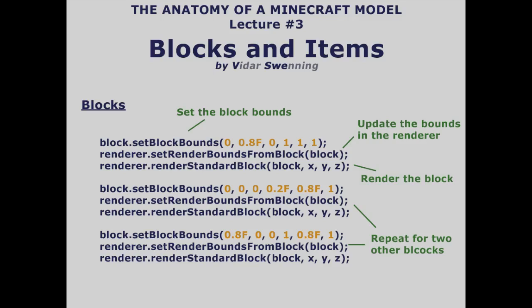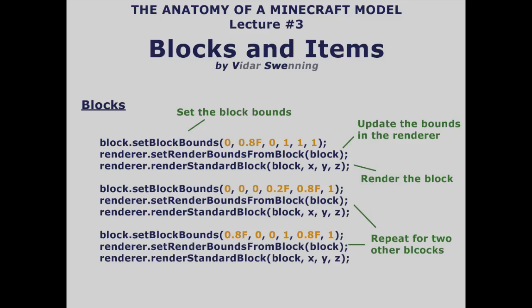Here we had some rendering for the blocks that we put in the simple block rendering handler. And that is exactly what we saw here in the very end. I'm drawing 3 blocks. So what we do here is update the bounds in the renderer after we set the block bounds, and then we render the block. So just 3 steps there. Set the block bounds, update the bounds in the renderer, and render the blocks.